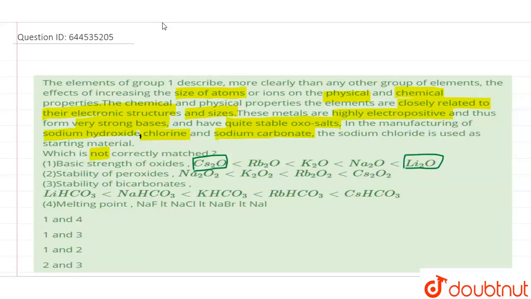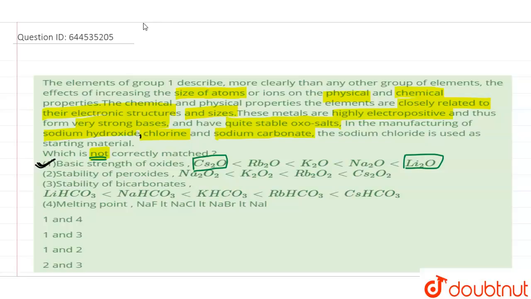Therefore, the order given in this option is actually wrong, but we had to find out the incorrect order because the question asks which is not correctly matched. Therefore, one of the answers must be this. One of the answers is option number 1 because this is not correctly matched.